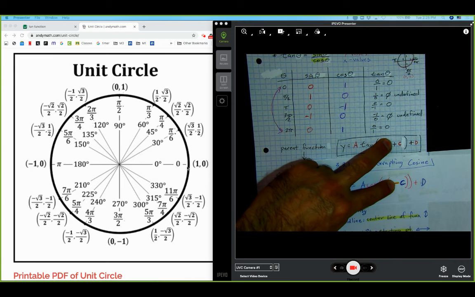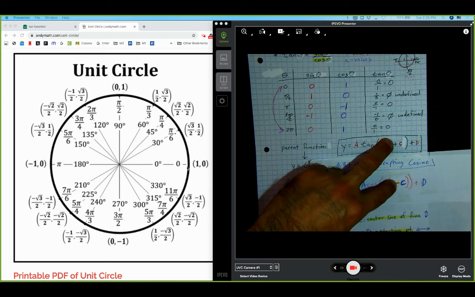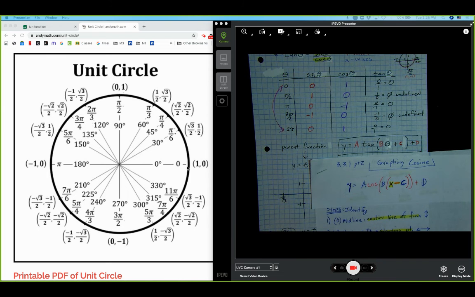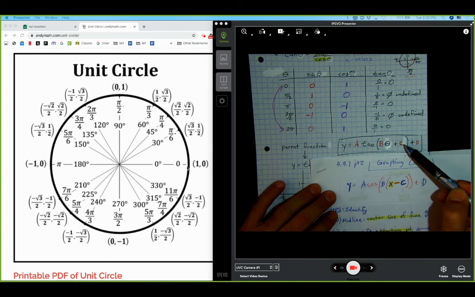One is plus c, the other's minus c. Tangent is different, it just wanted to be different. It has plus c instead of minus c. That's the only difference. So if we spot in here that it's plus pi, we know the c value is pi.